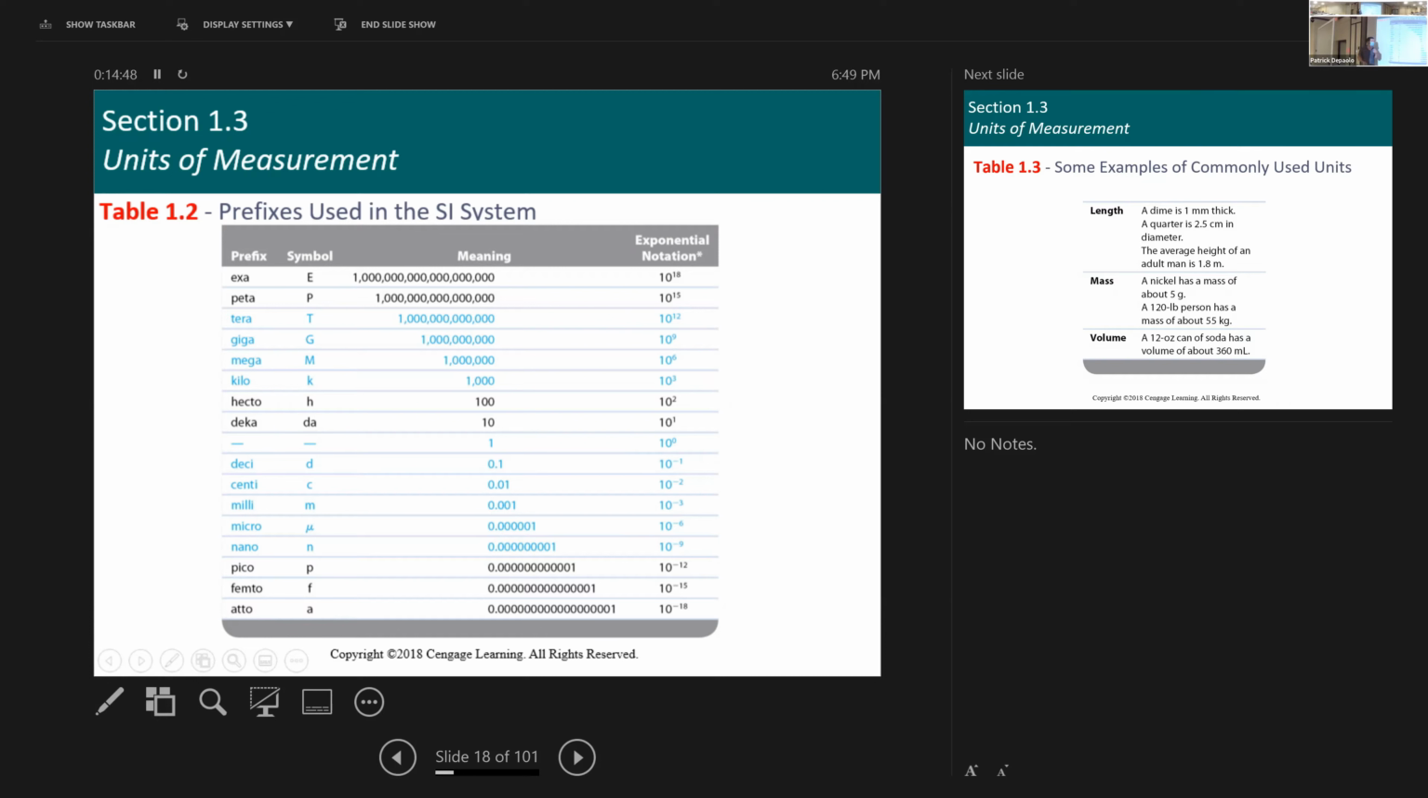So same prefix. And centi, you recognize that from money, from cents.